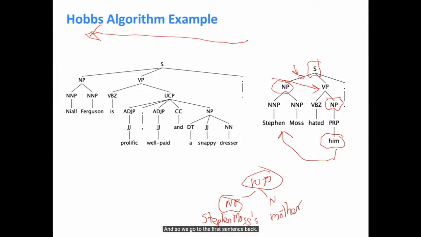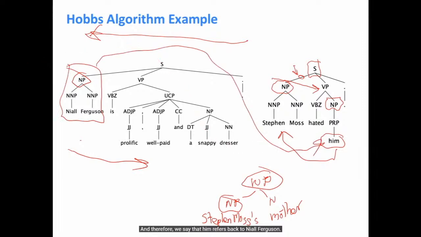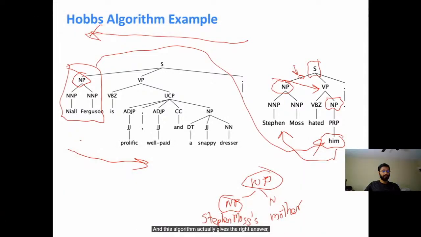And so we go to the first sentence back, and within this sentence, again, we go left to right, because there's the same kind of subject prominence rule. We start in this sentence and say, okay, here's a noun phrase. Now, because we're in a different sentence, there's nothing wrong with this one. So we say, aha, we have a candidate. Niall Ferguson is a possible antecedent, and it's the first one we found, and therefore we say that him refers back to Niall Ferguson. And this algorithm actually gives the right answer, if you could follow along all of that.